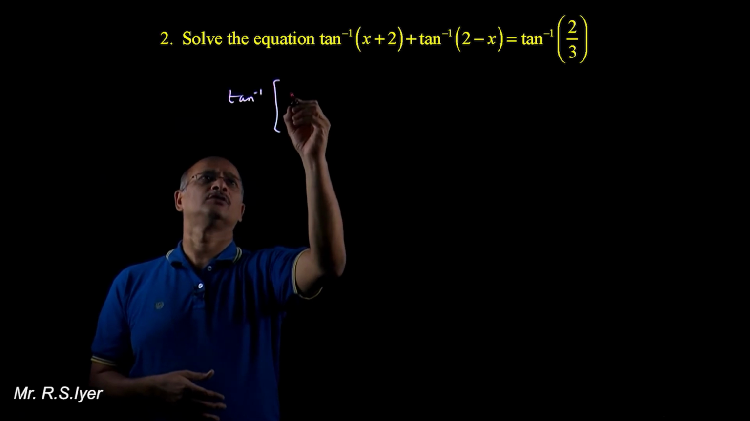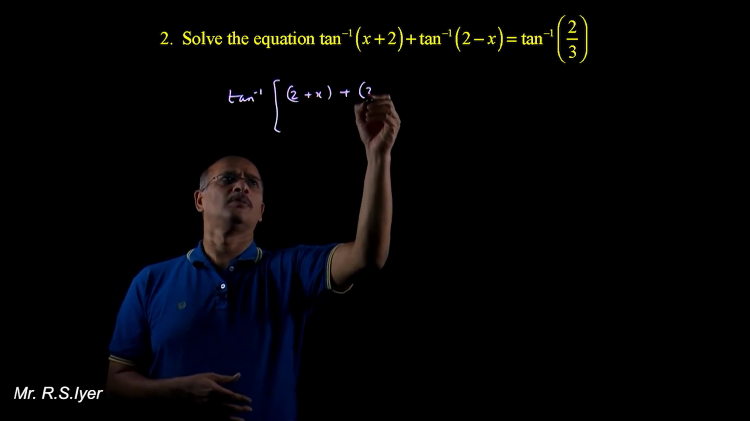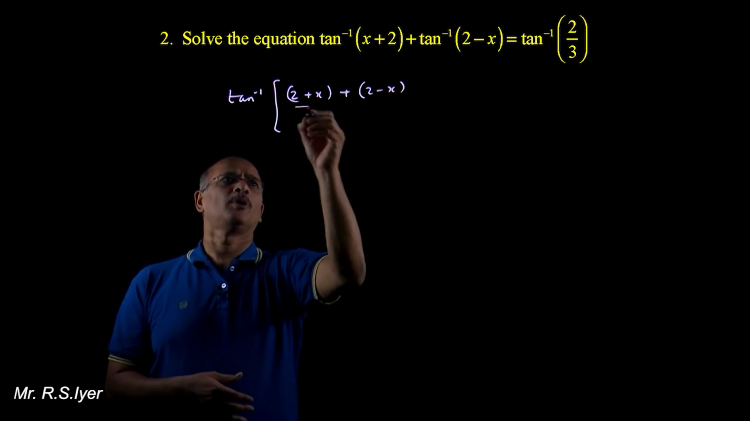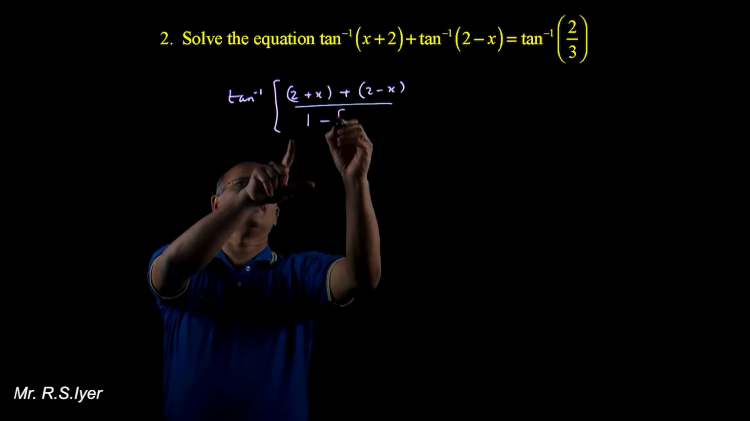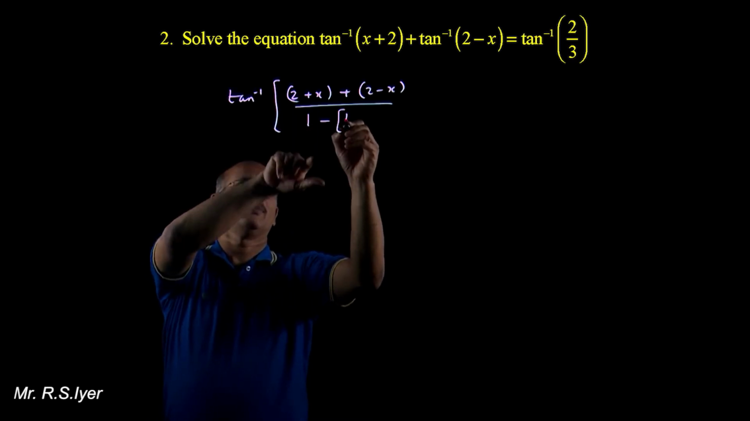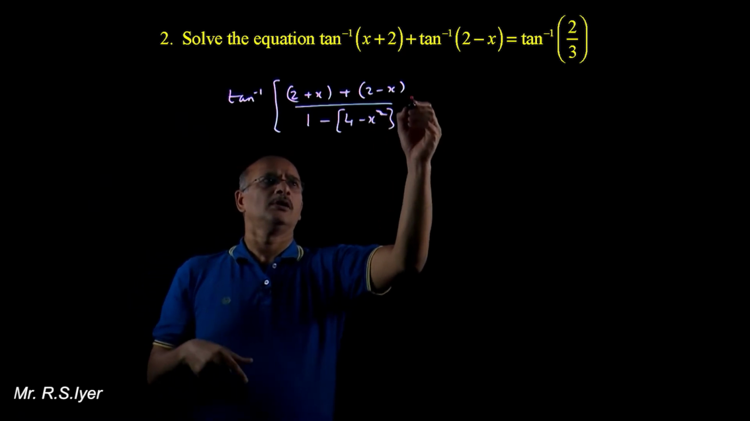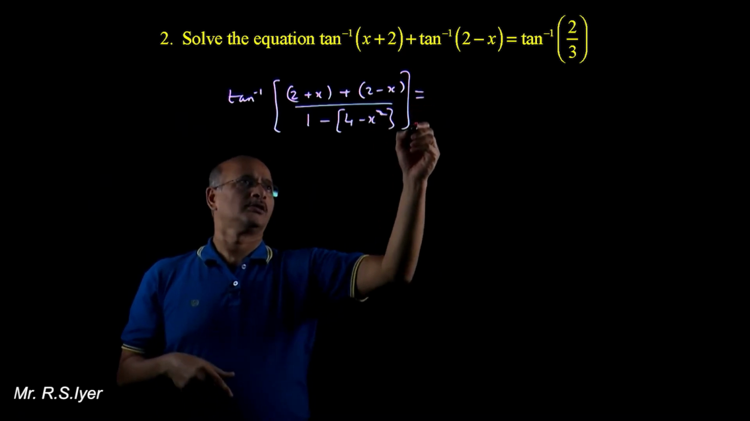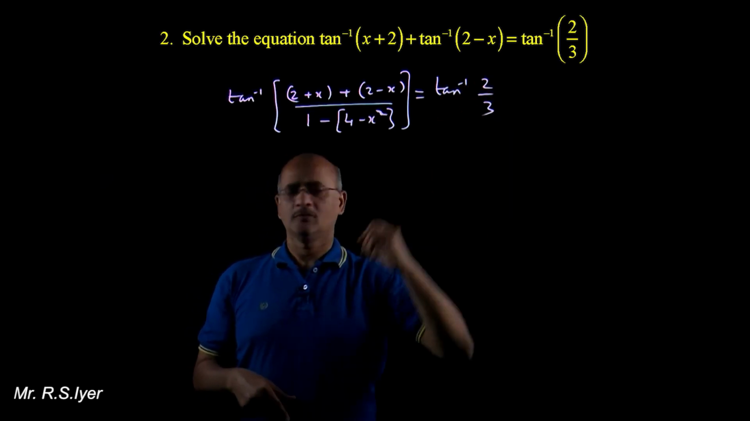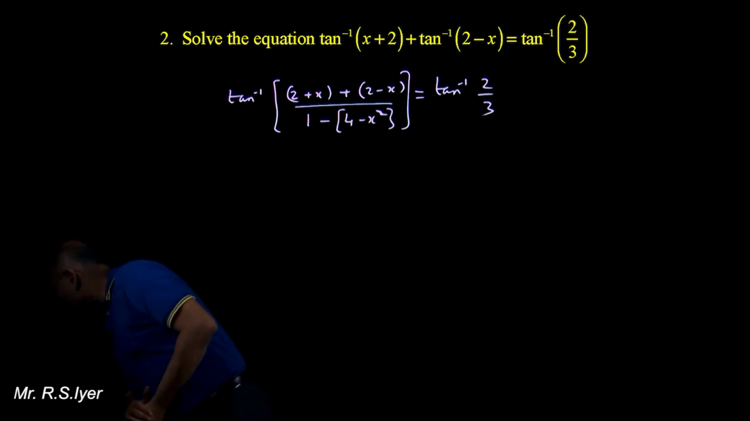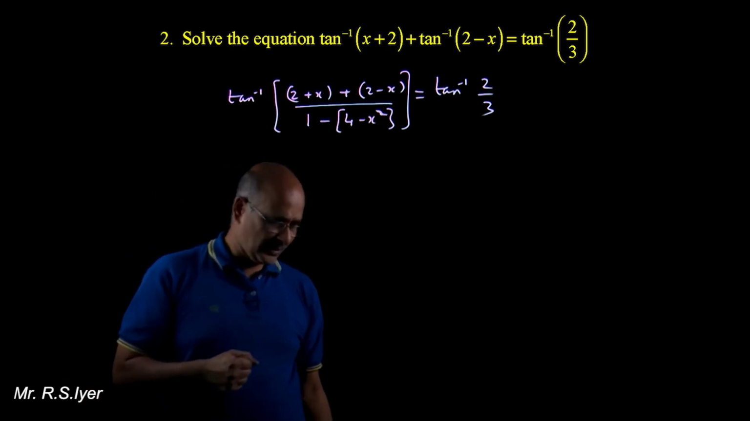So tan inverse, you can say, of 2 plus x plus 2 minus x upon, try to understand, 1 minus xy. So, xy will become what? A plus b, a minus b, 4 minus x square, right, is equal to tan inverse 2 by 3. Tan inverse 2 by 3, let me check it out. Yes, perfect. Now, once this is done, I have to just work out with my basic mathematics.